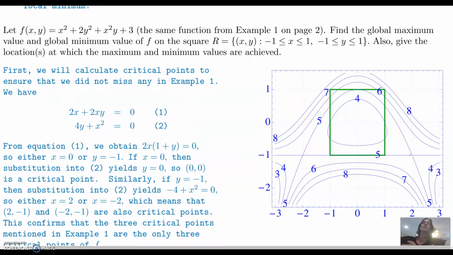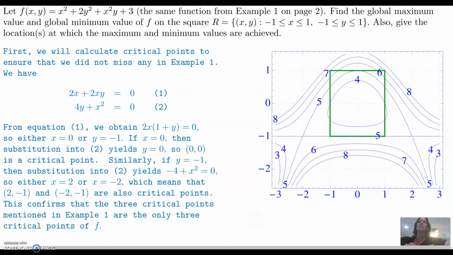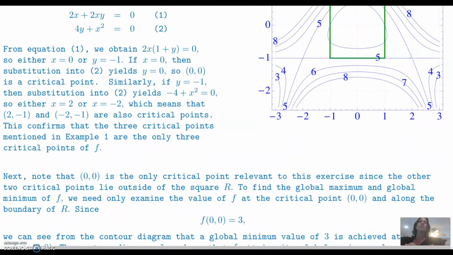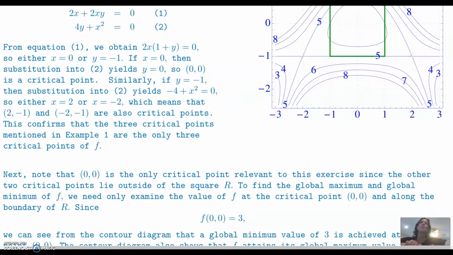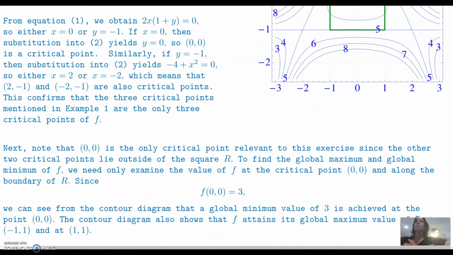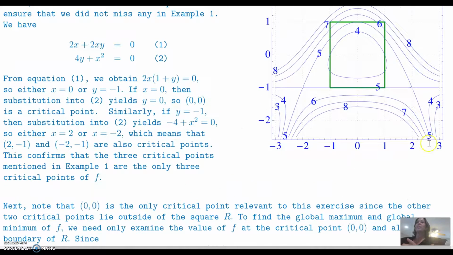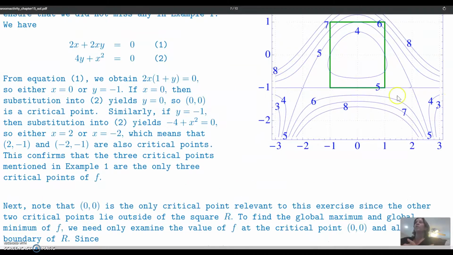So the first thing we did is find the critical points by setting the partials equal to 0. I'll let you verify that on your own. We end up with the critical points at 2, -1 and -2, -1 as well, and also 0, 0. So we have 3 critical points, plus we have the boundary. In this case, the only critical point that's going to be relevant is 0, 0 because I'm stuck inside my green square. The other critical points, over 2, down 1, and to the left 2, down 1, are not in the closed region I'm looking at.